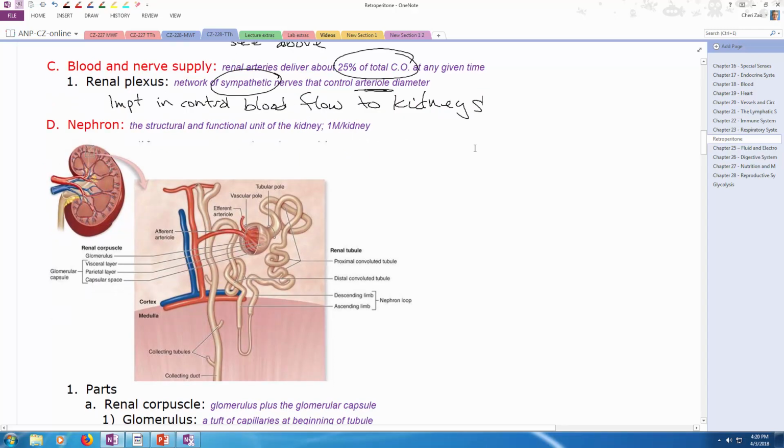Now the nephron, the thing that does all the work in the kidney, not really, but well, actually it does most of the work in the kidney, is called the structural and functional unit of the kidney, and we have 1 million nephrons per kidney. These are microscopic blood processing units.